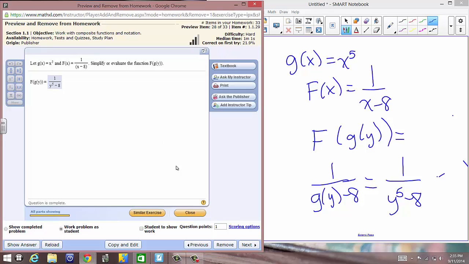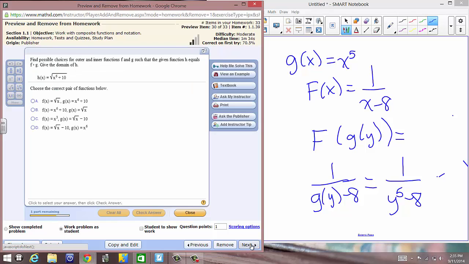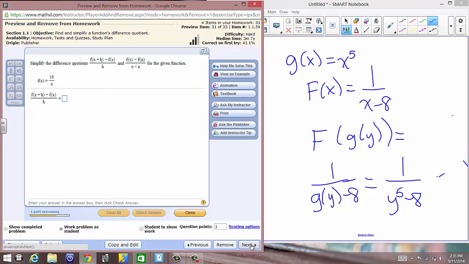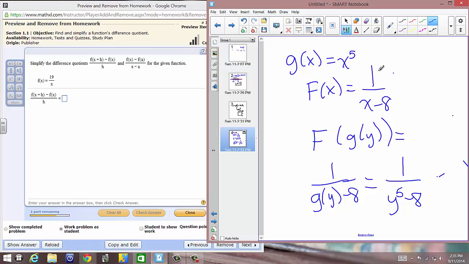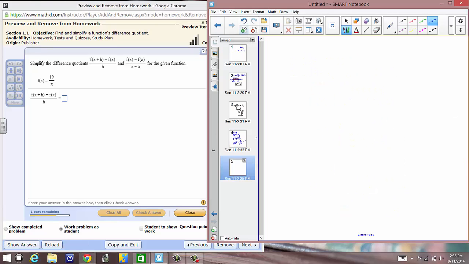And the next one that gave some people some trouble was 31. So let's go take a look. Simplify the difference quotients for the given function. This will be something that's very important for us. So our function is f of x is 19 divided by x.